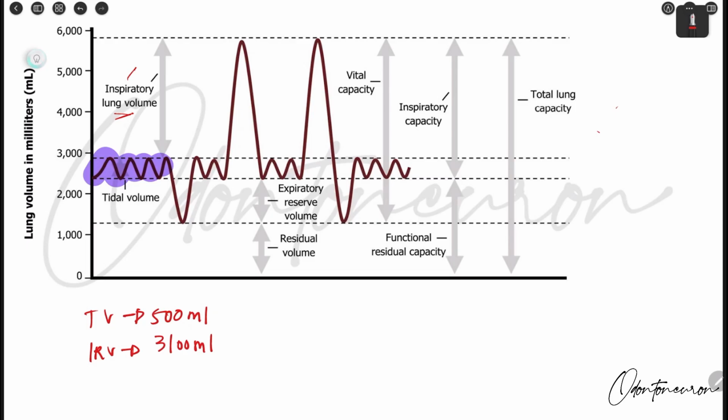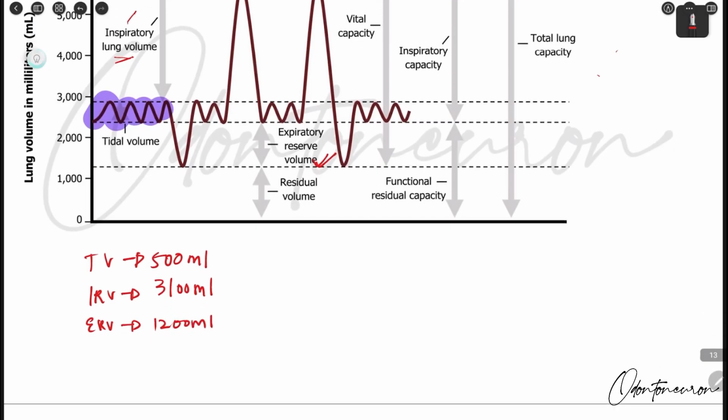Same as inspiratory reserve volume, we have expiratory reserve volume, which is expiring beyond the restful expiration. How much is it? It's 1200 ml. Then we have residual volume. After you do maximum expiration, the lung keeps a certain amount of volume inside itself, that is known as residual volume. That's around 1200 ml. Clear?